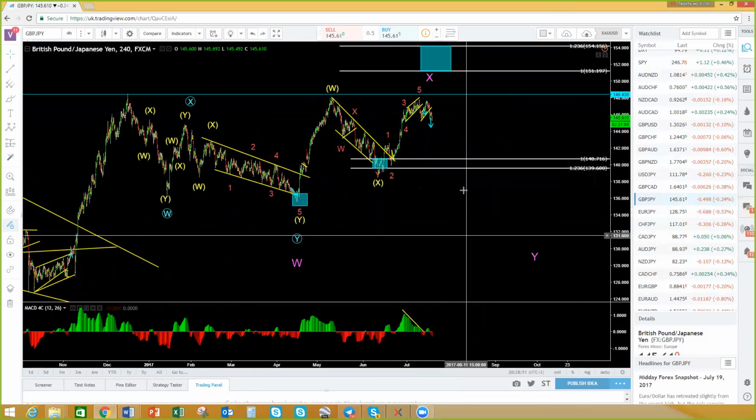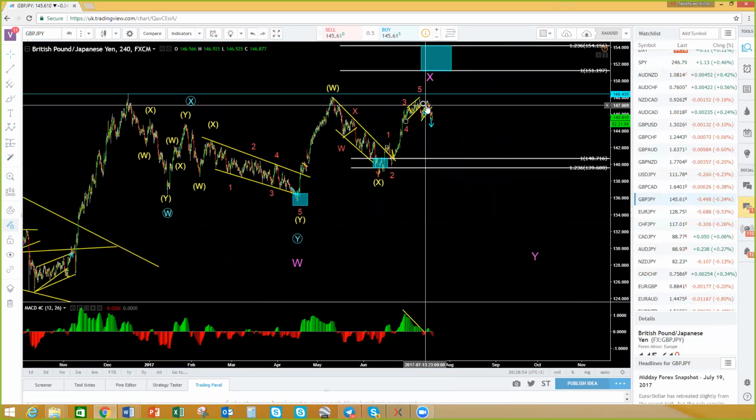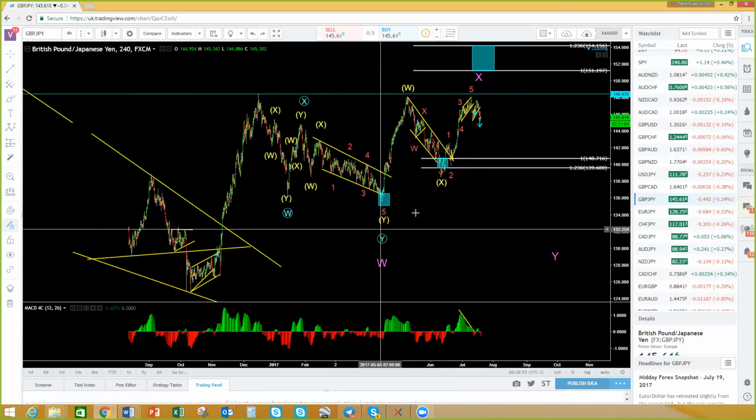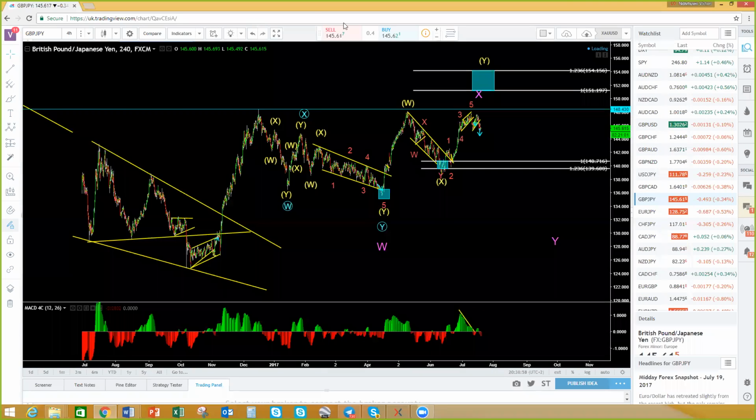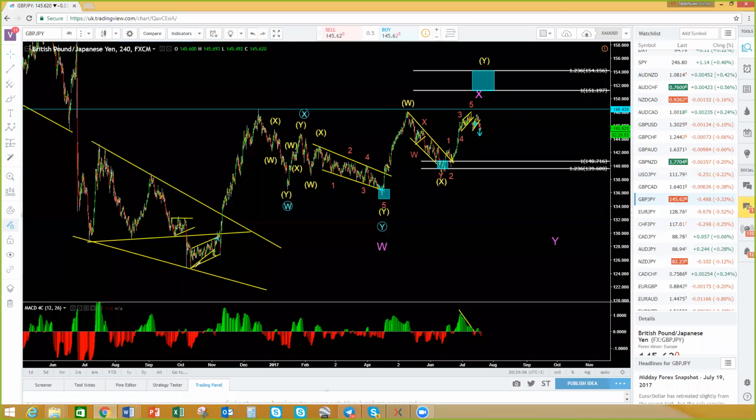So Euro JPY, I don't know if this swing is completed here. So I'm going to show you what's happening here. Let me show you something. So let's say the swing that we are looking for here is this main one here. Let's do it properly. Let's say the swing that we were looking for is this one here. Right? So let's call this one.